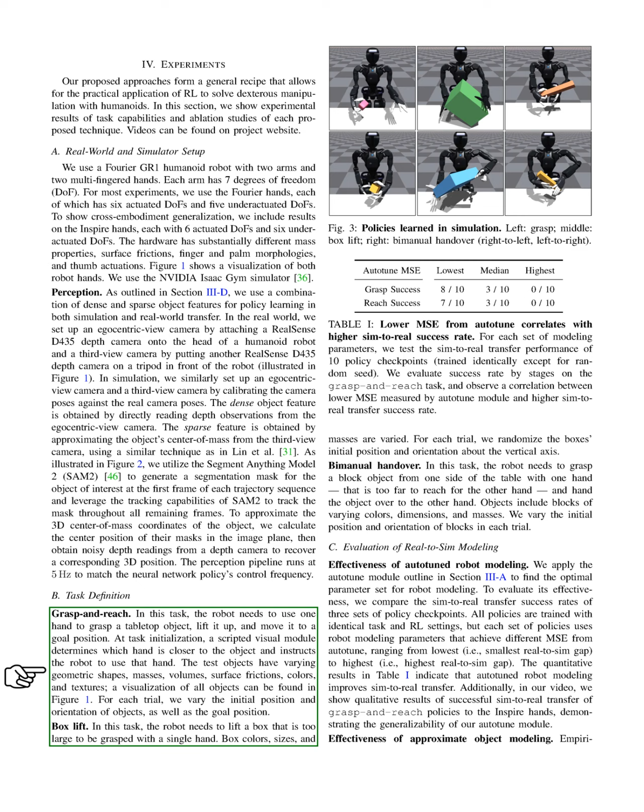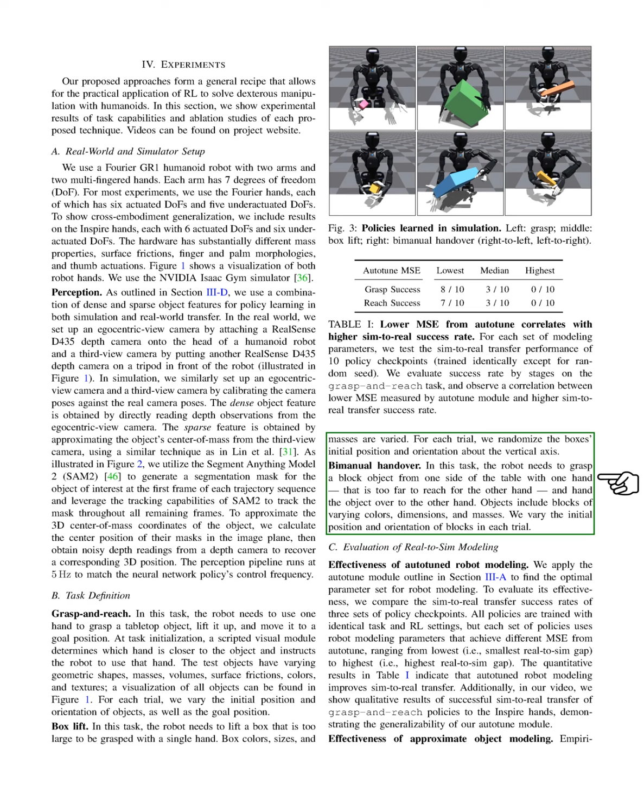In the box lift task, the robot lifts a box that cannot be grasped with one hand, with variations in color, size, and mass. We randomize the initial position and orientation of the boxes for each trial. Lastly, in the bimanual handover task, the robot grasps a block with one hand and hands it over to the other hand, with variations in the block's colors, dimensions, and masses, as well as their initial positions and orientations.